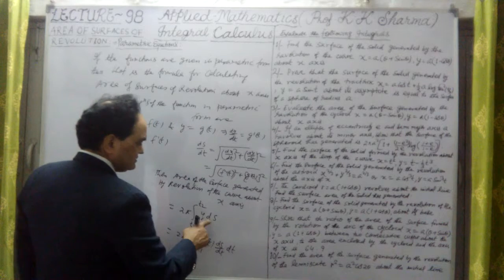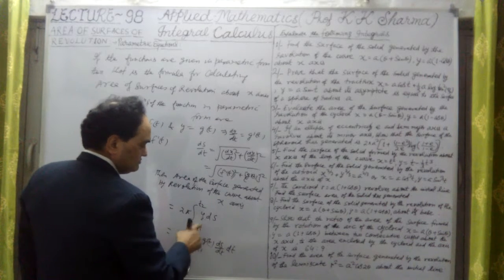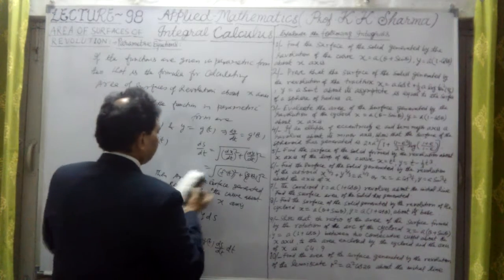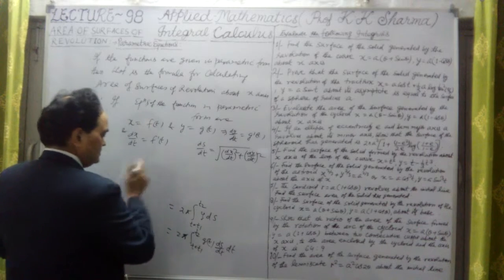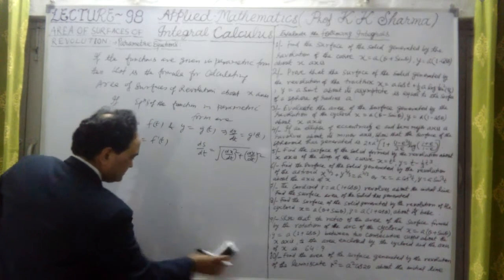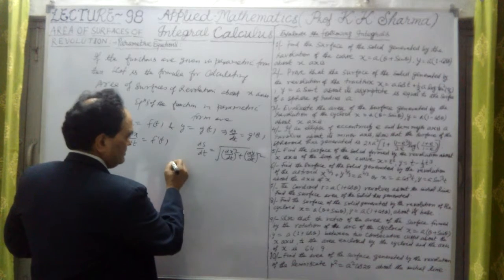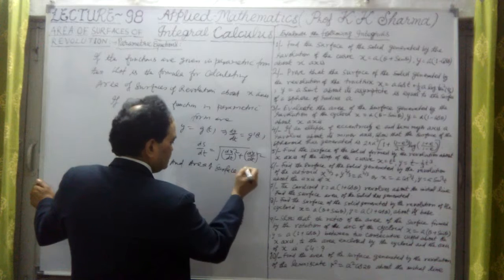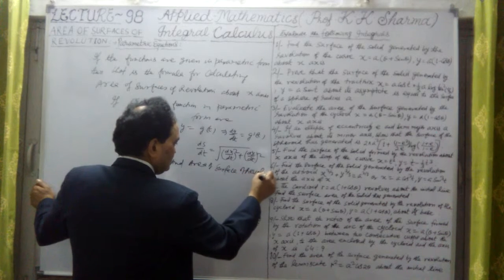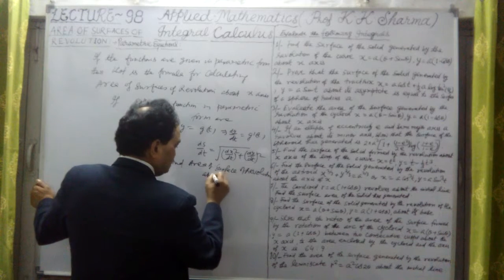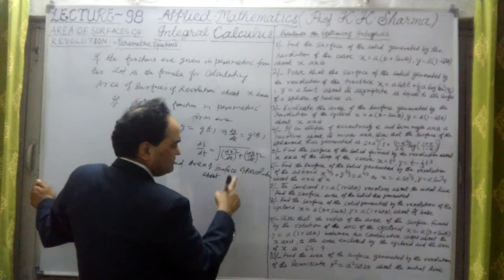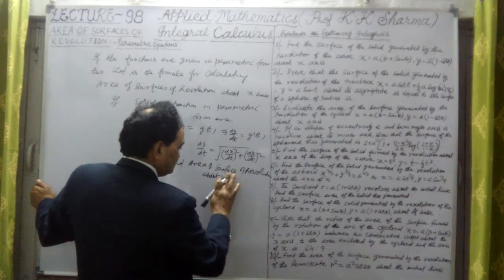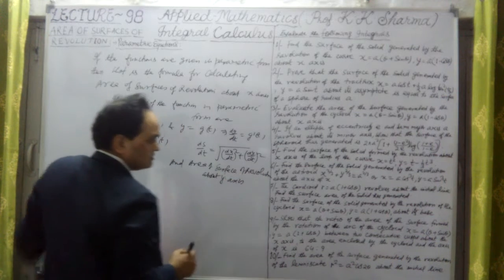And about the y-axis it will be x into ds/dt into dt. This is about the x-axis. Now about the y-axis, we have to find the area of the surface of revolution, the area of the surface generated by revolution of the curve about the y-axis. It is about the y-axis now.